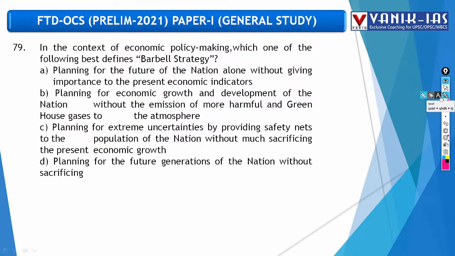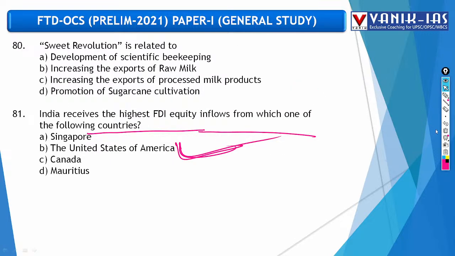In the context of economic policy making, which of the following best defines the barbell strategy? Planning for the future of the nation alone without giving importance to present economic indicators. Planning for economic growth and development without emission of more harmful greenhouse gases, that is sustainable development. Planning for extreme uncertainties by providing safety nets to the population without sacrificing present economic growth. So that is planning for extreme uncertainty, that is called the barbell strategy.